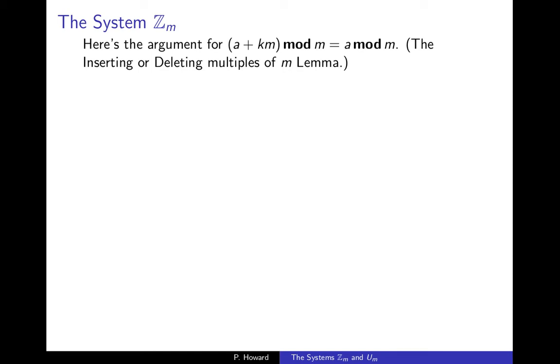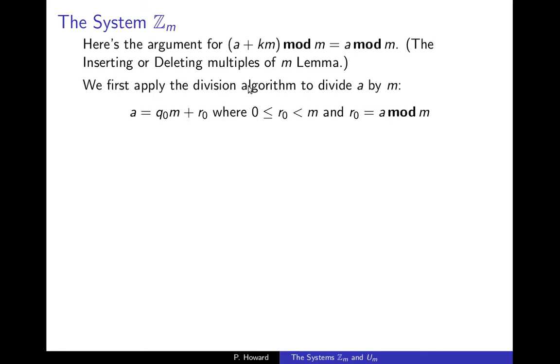So the first thing we do is divide A by M using the division algorithm. So we know that you can divide A by M, and you will get A equals some quotient Q0 times M plus a remainder R sub 0, and R sub 0 is non-negative and smaller than M. And our notation for the remainder, reminding you once again, is A mod M.